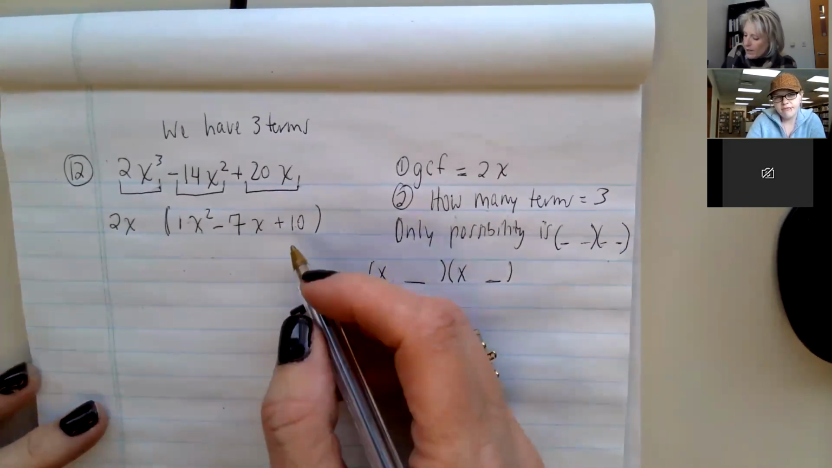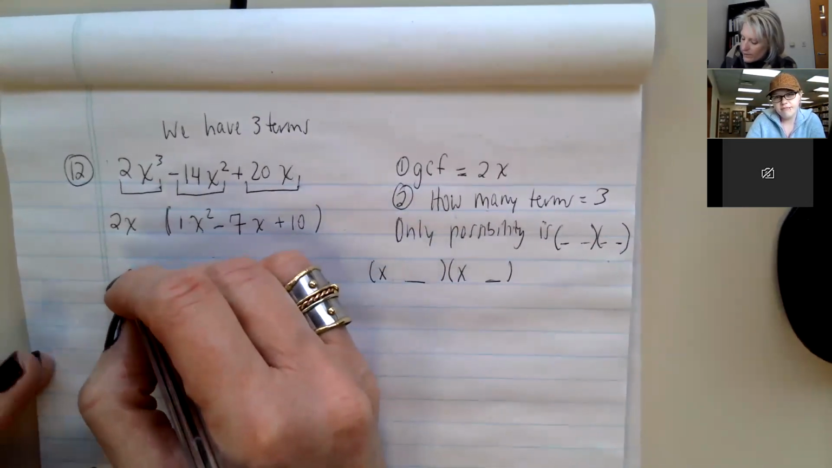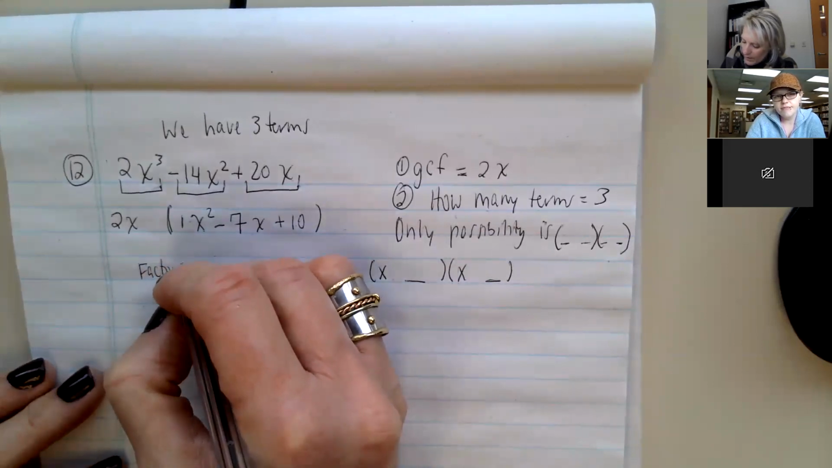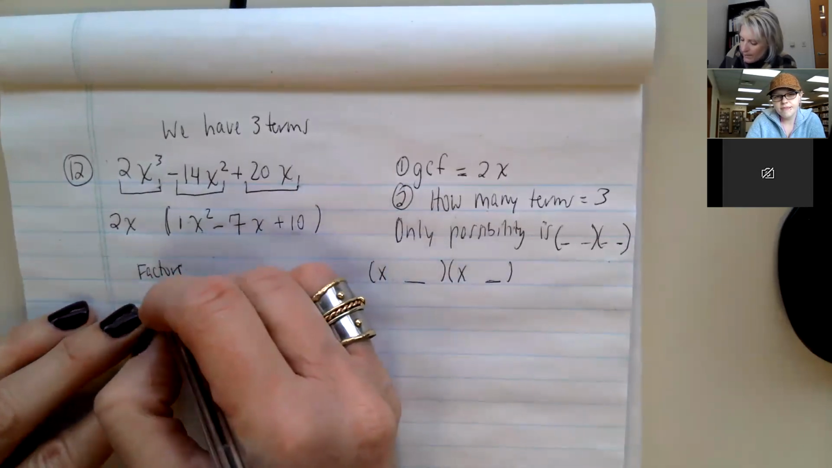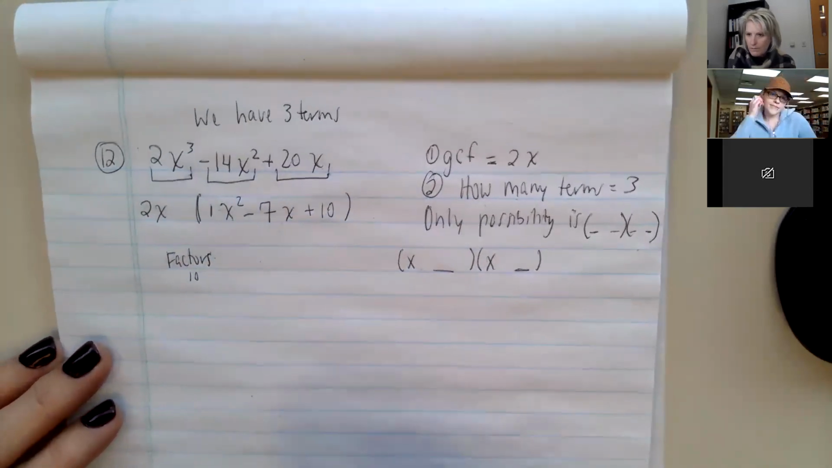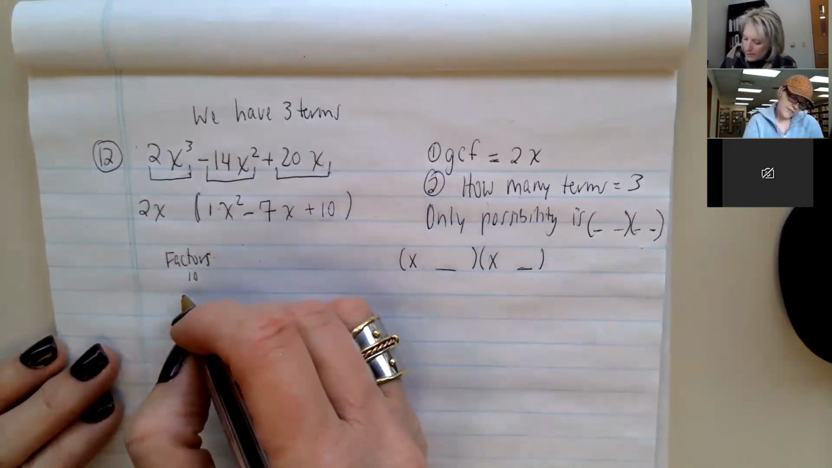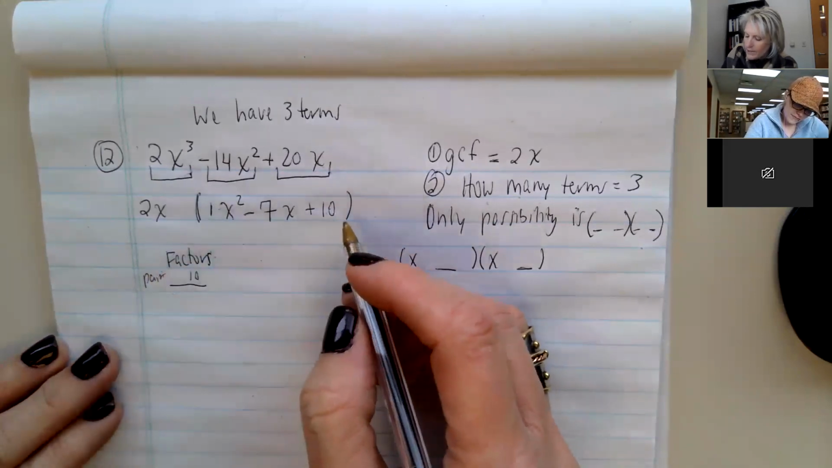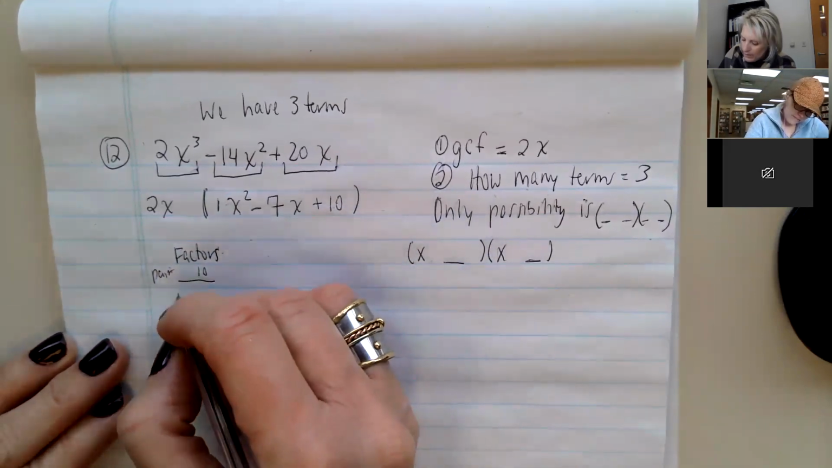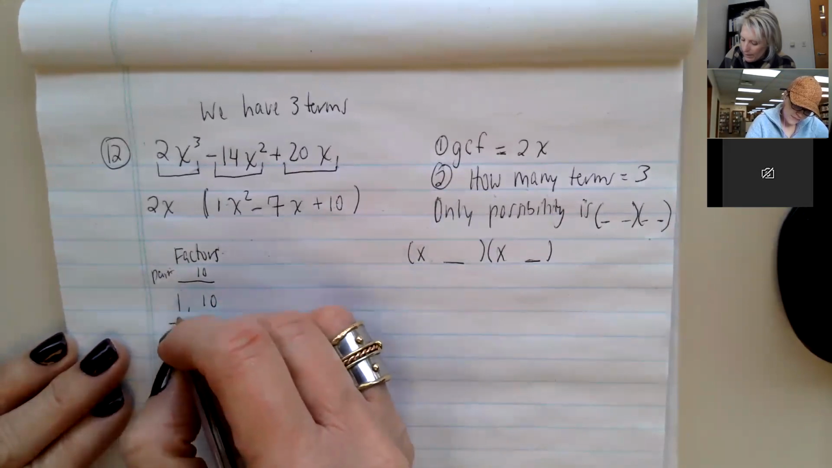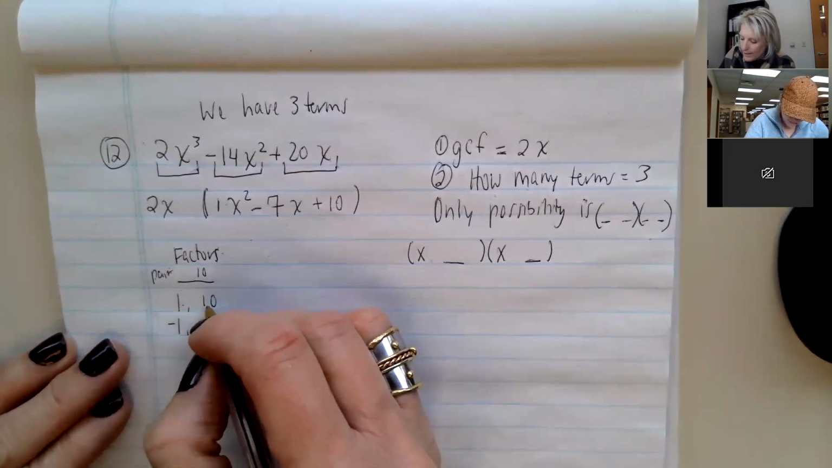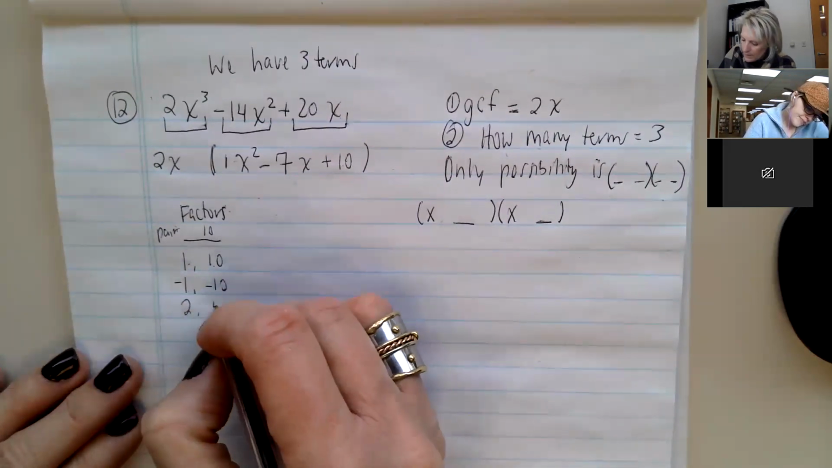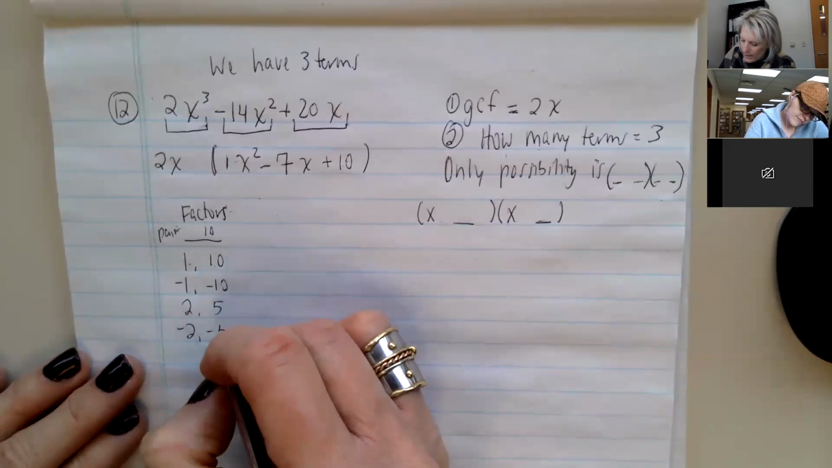Now, this is a guess and check way. So I'm going to say, I'm looking for factors of 10. Okay, so I'm going to list all my pairs that make 10. So I've got 1 and 10, a -1 and -10, 2 and 5, and a -2 and a -5.